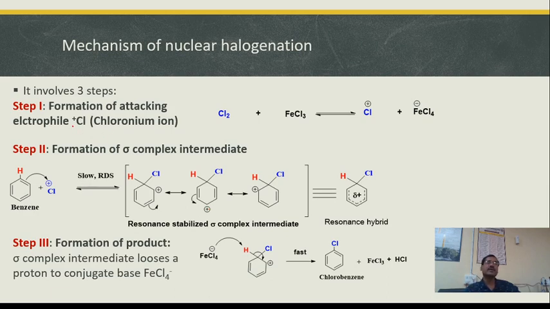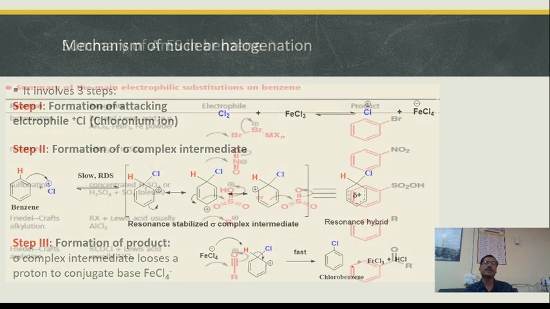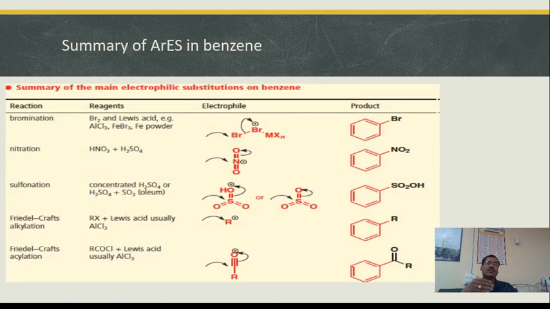Now again the mechanism would be simple. What will be the attacking electrophile? The attacking electrophile will be the chloronium ion. The chloronium ion will be generated by the reaction of chlorine gas with FeCl3. This is your attacking electrophile, and this is the conjugate base. Now there will be a nucleophilic attack of the benzene ring on the chloronium ion, resulting in the formation of a sigma complex intermediate, which is very similar to the one which we have seen earlier. And in the last step, FeCl3 takes away the proton, regenerating the aromaticity of the benzene ring and forming chlorobenzene.